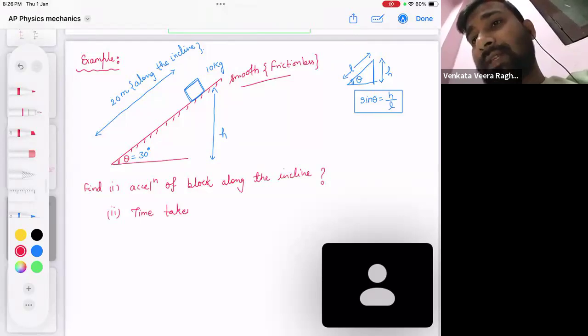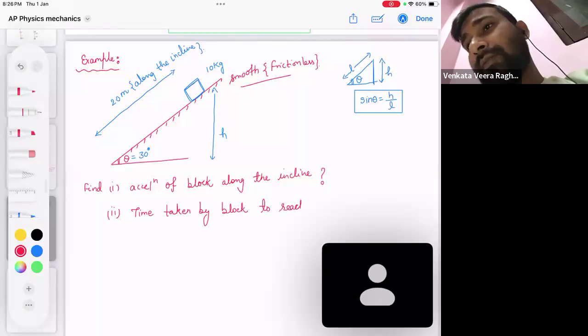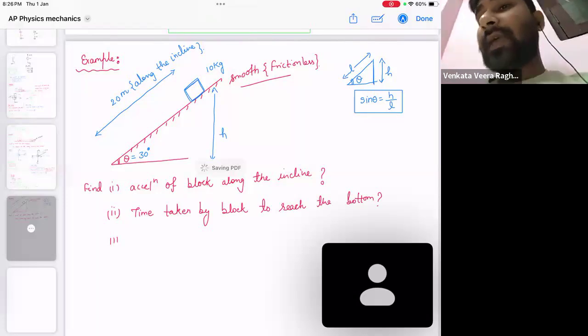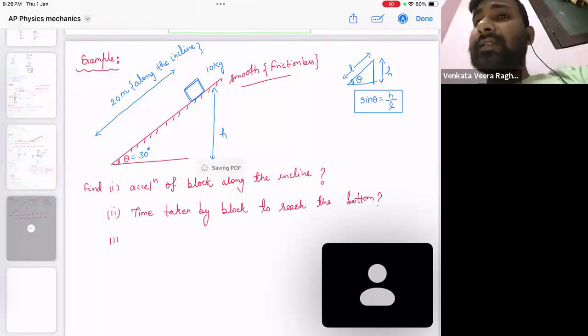Okay, time taken by block to reach the bottom. That is the second thing they are asking in the question. And the second thing is what? Time taken by block to reach the bottom.